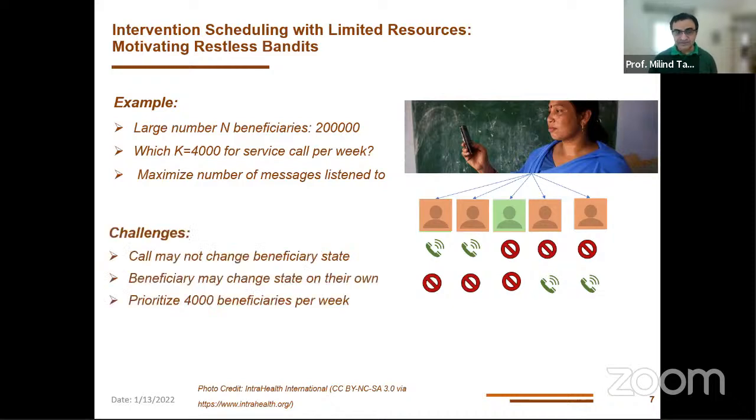What's happening here in terms of challenges is that a service call from a health worker to a mother may not change this beneficiary, this mother's state. On the other hand, some mothers, some beneficiaries may change their state on their own from listening to not listening to these messages. Yet we have to prioritize 4,000 beneficiaries per week out of the 200,000. We turn to Restless Bandits to choose K out of N arms per week.